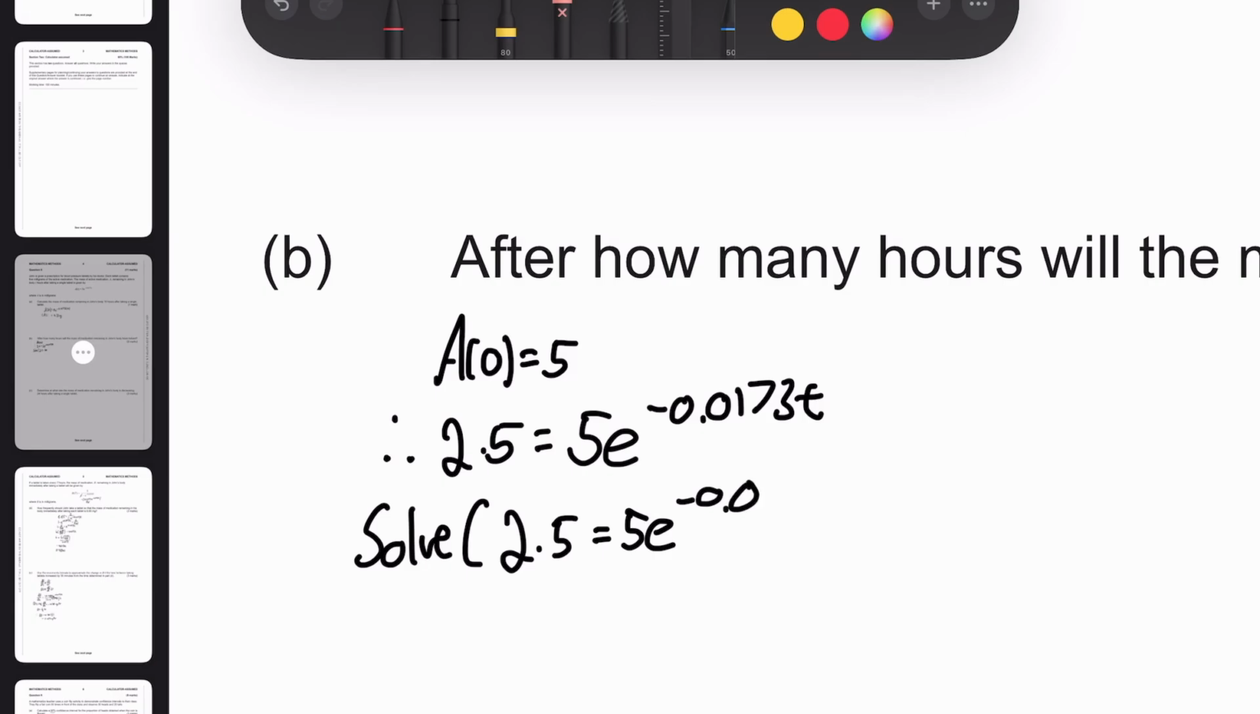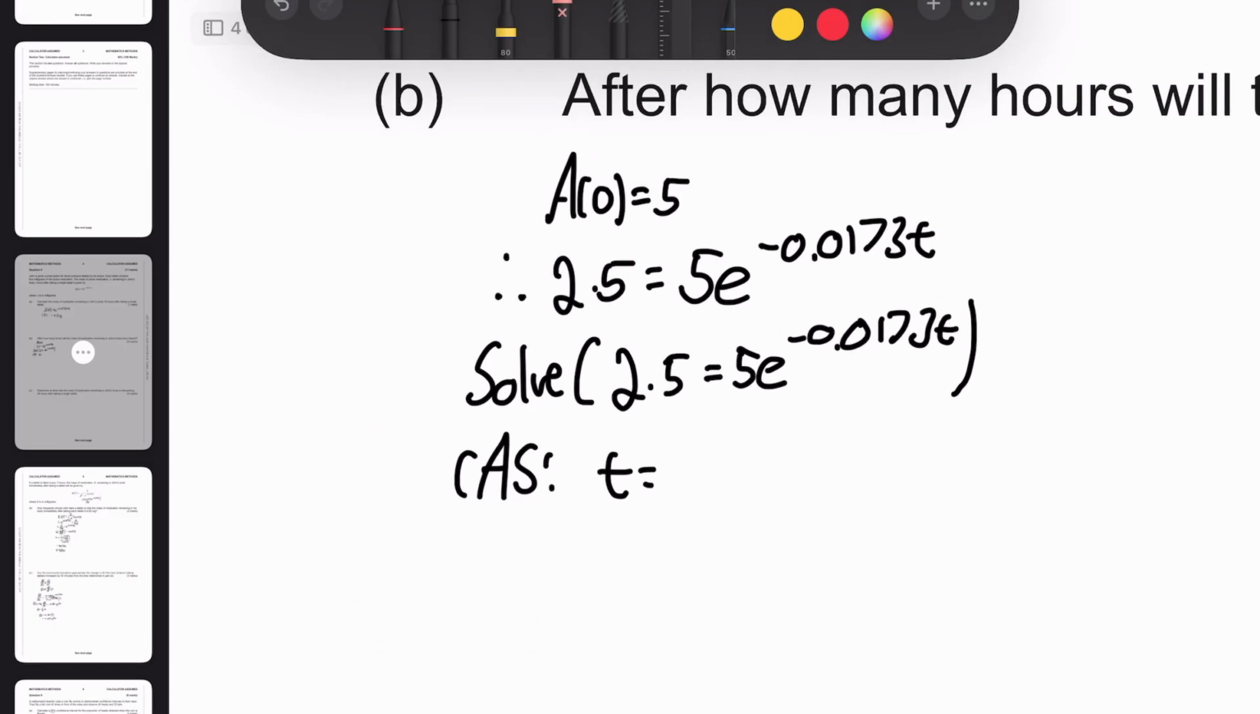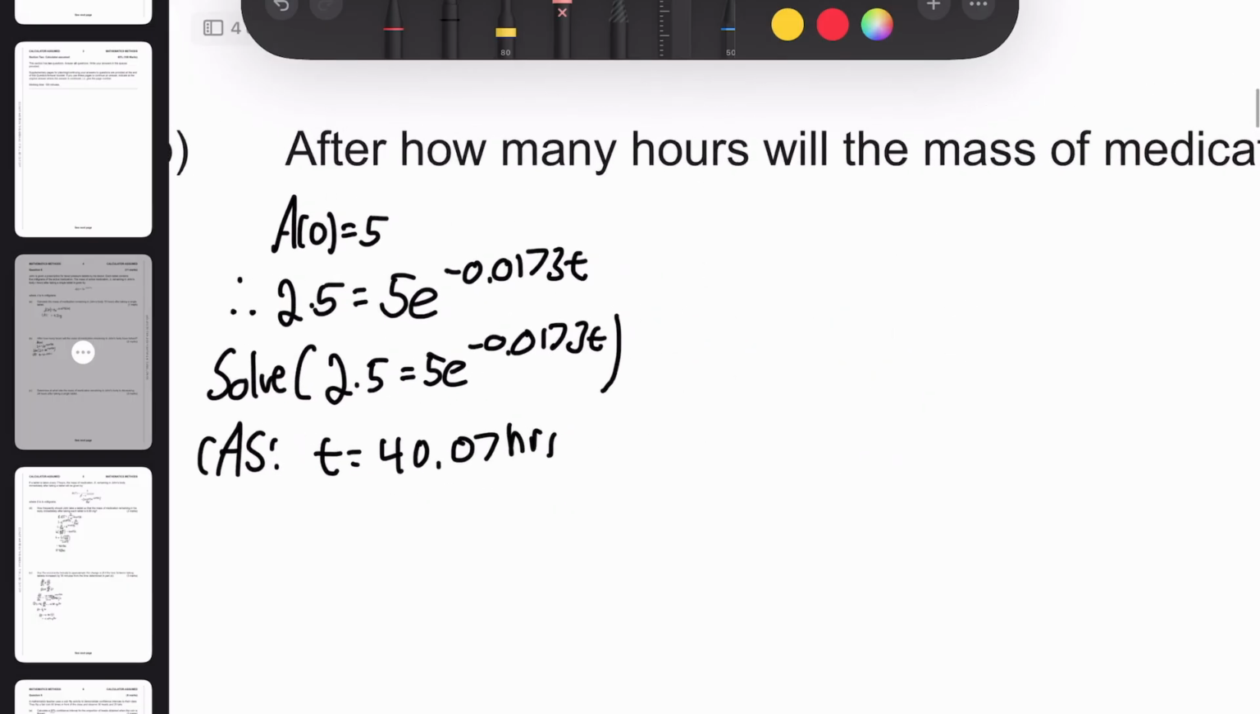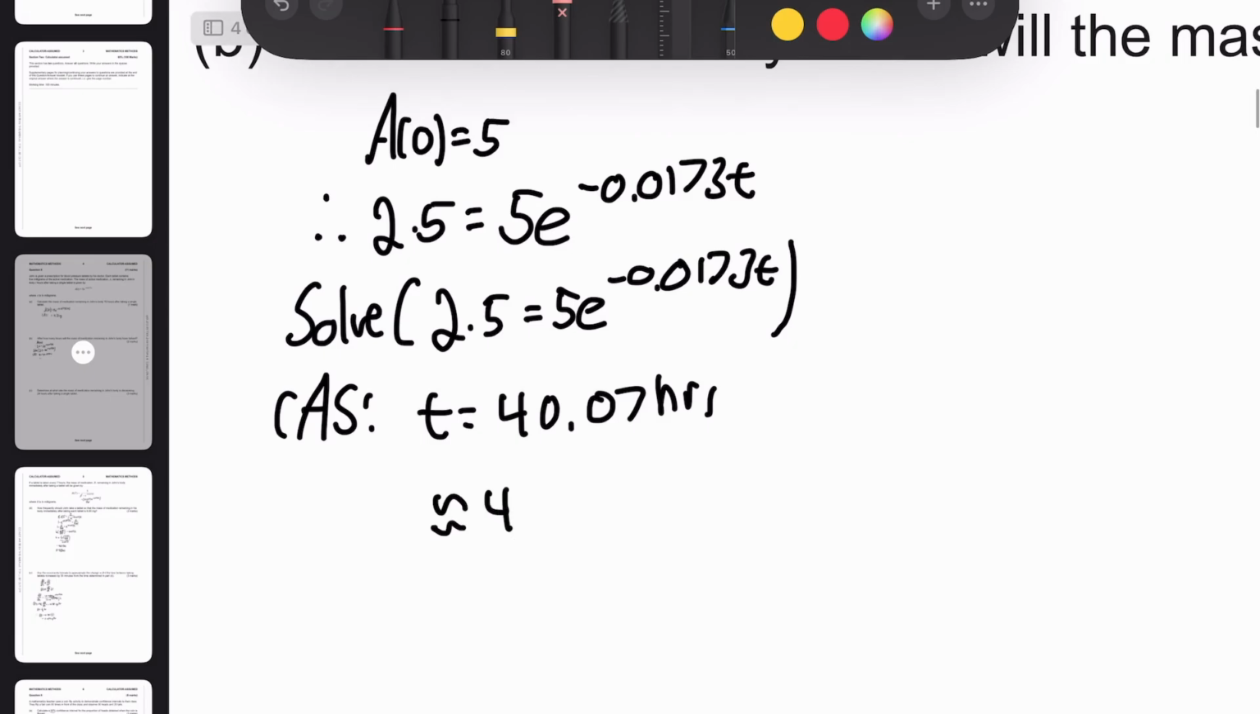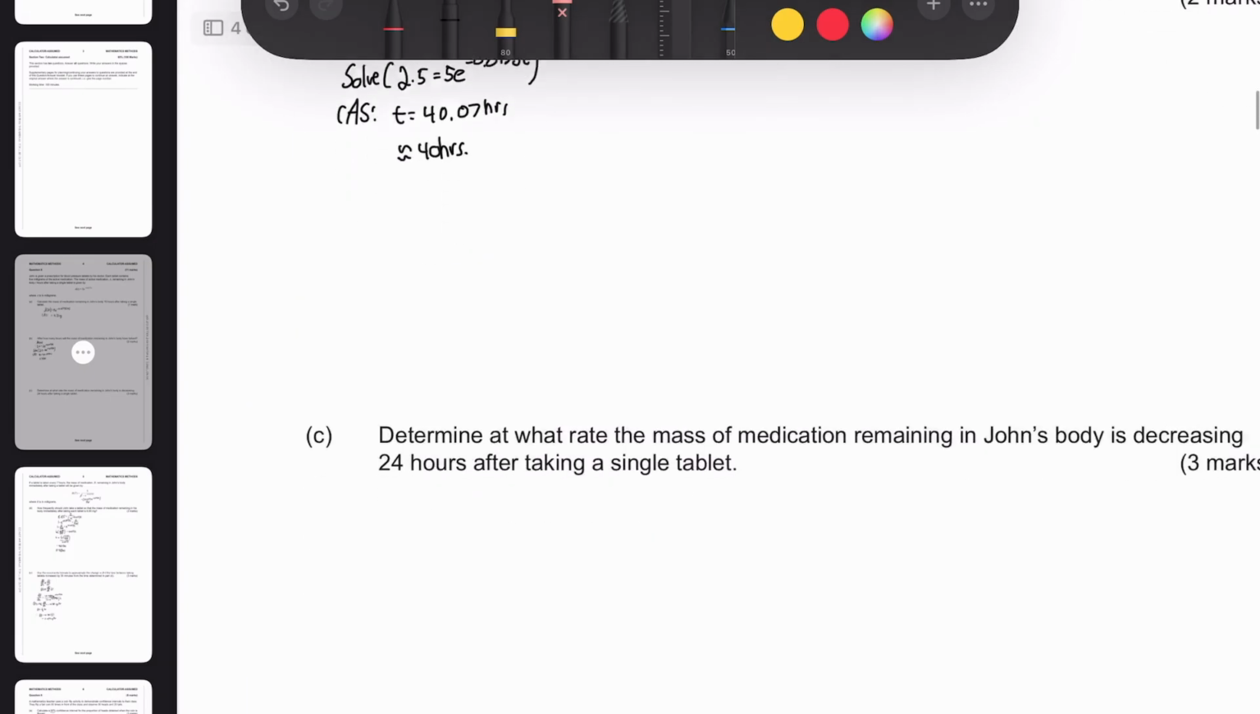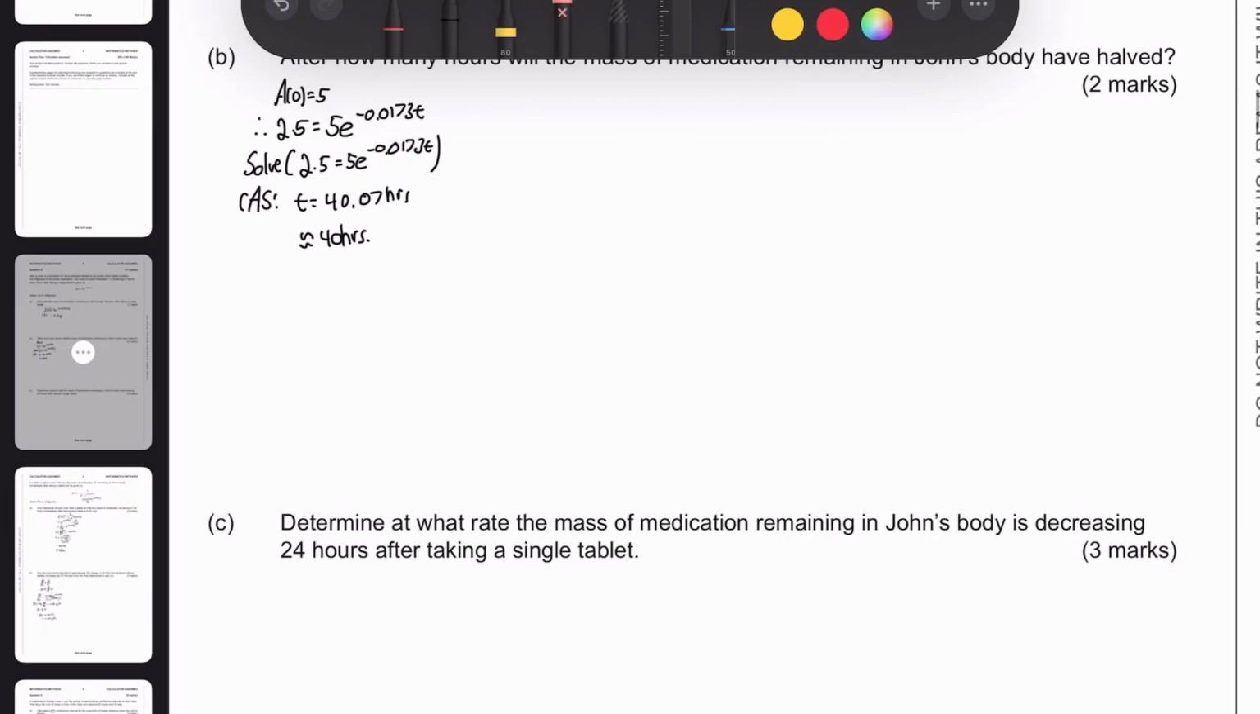Negative 0.0173t. So then we can write CAS here. T equals. And then let's find out. So solve 2.5 equals 5e negative 0.0173x, which will give us 40.07 hours. So we can say roughly about 40 hours. Or 40.1 if you want to do three, that doesn't really matter.